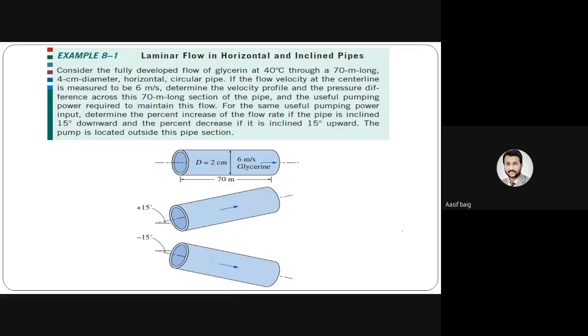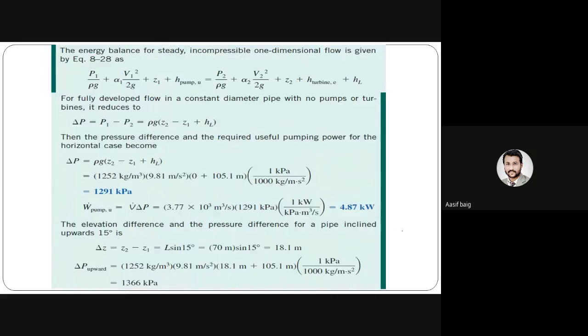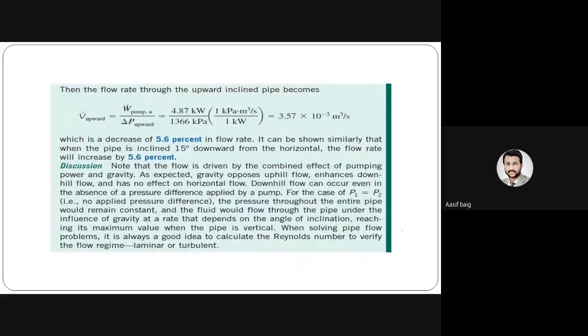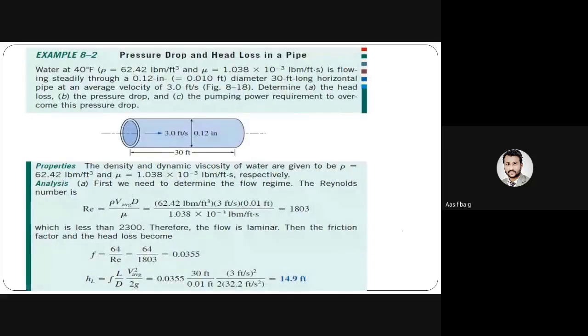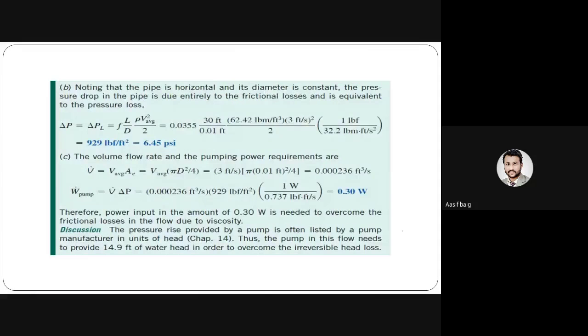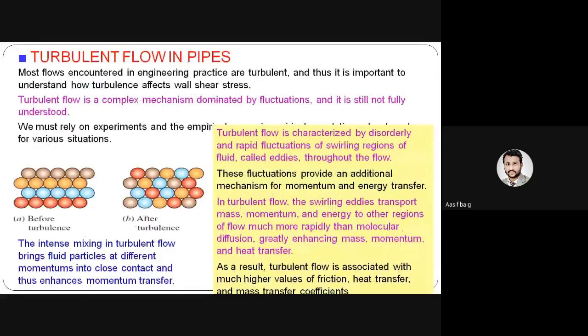So these are the examples for laminar flow in horizontal and inclined pipes. We will just move ahead because this is not much essential right now, and we have to cover a topic which is very large in scope. So we will see the turbulent flow in pipe.